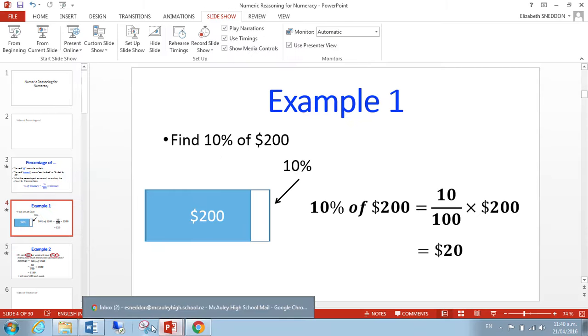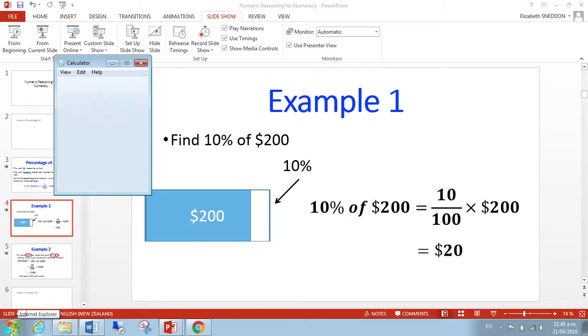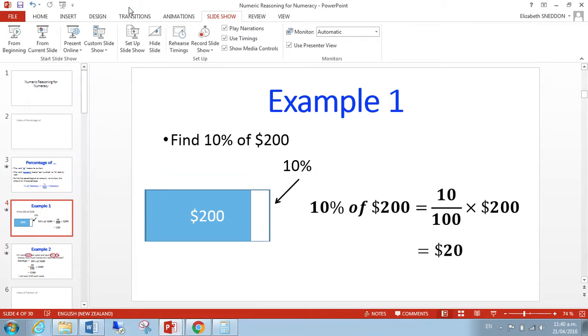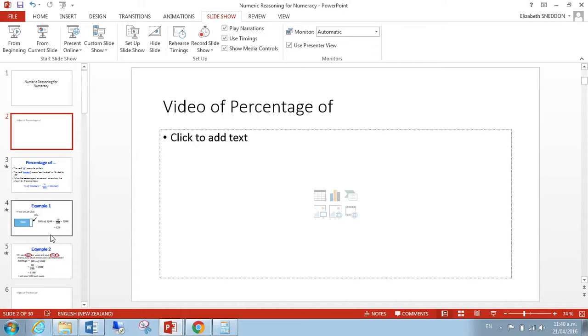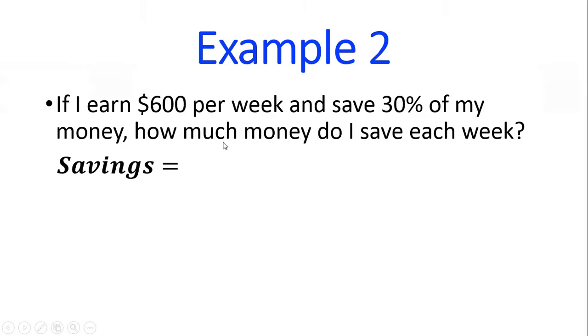So just to show you what we would do, let me quickly open the calculator. I'm going to literally type that in and go 10, divided by 100, times 200. Equals, and that gives me my $20. Okay, so let's jump to our second example. Let me just jump back into there.